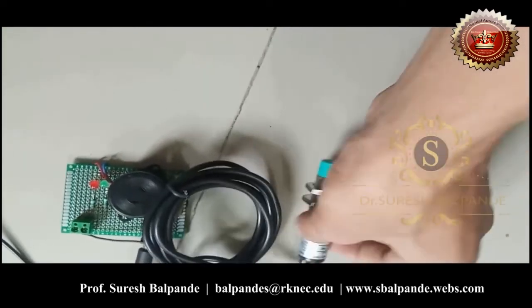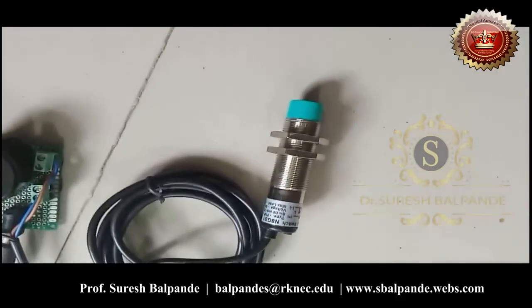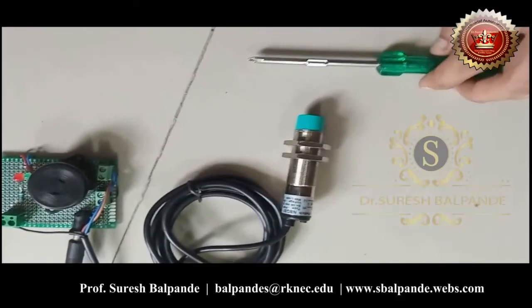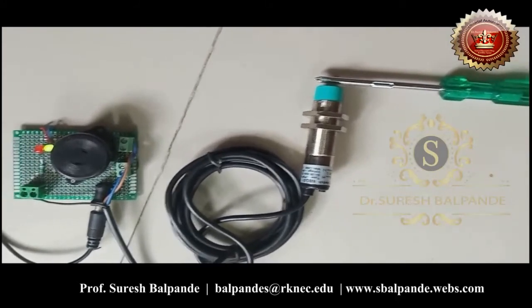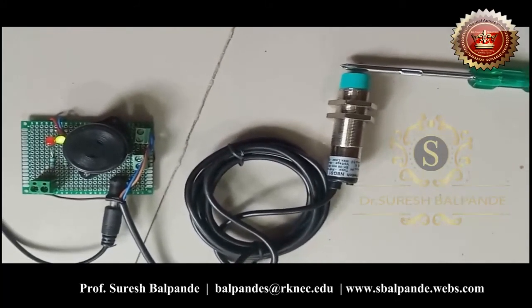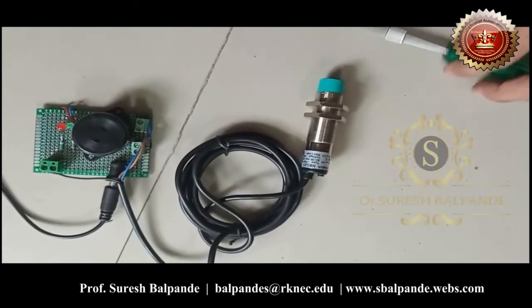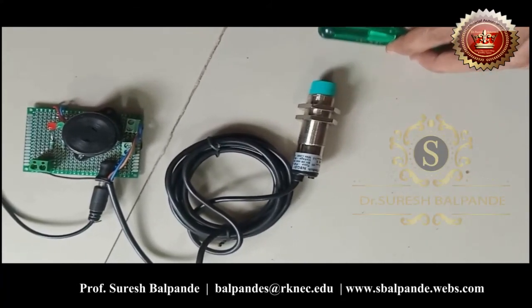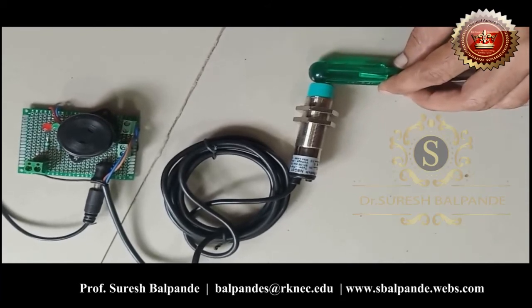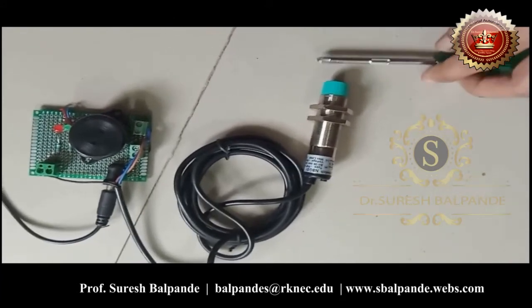If there is some ferrous object like a screwdriver, if you see in the video, if you bring the metal part of the screwdriver closer to the head of the proximity sensor, then it will be sensed and the buzzer starts sounding. If you move the metal part of that screwdriver far away from the head, then you will find that the sound stopped because it is not in the sensing range of the proximity sensor.